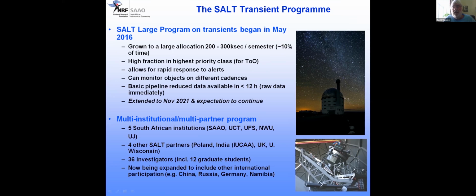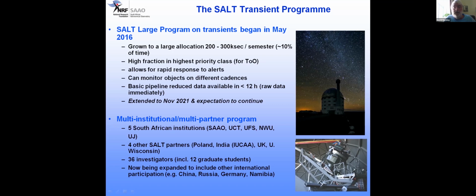It's been extended now. It's coming to an end at the end of October this year, but it's expected that we will reapply, remotivate with a new proposal, and hopefully that would be approved and we would continue for the next 3 years. It's a multi-institutional, multi-partner program. Currently, there are 5 South African institutions involved. It's open to anyone who has an interest in transient work. So I would encourage anyone who is not at those institutions, including at UKZN, if this is something of interest, then you're more than welcome to join.